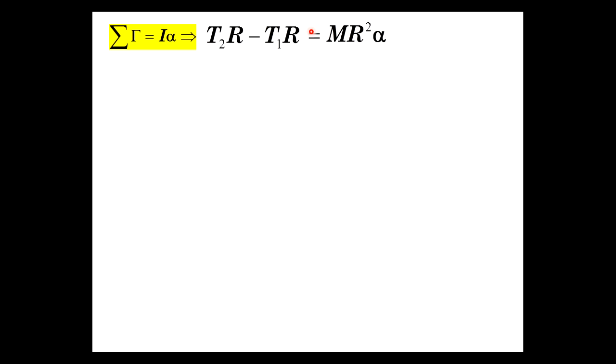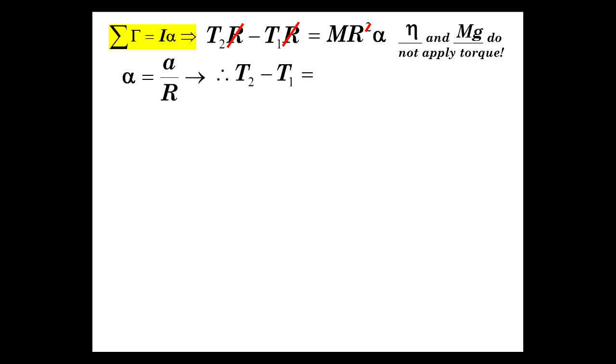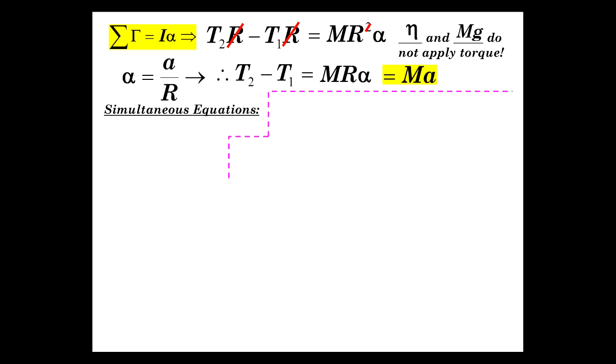I is MR squared. If you recall, that's the moment of inertia for a pulley in this case, with all the mass concentrated on the outer edge, connected by massless spokes. So one r goes away in this. Keep in mind that the normal and the mg don't apply any torque because the line of action is through the axis of rotation. So alpha is a over r, or a is equal to alpha r. So we have T2 minus T1 is M r alpha, but M r alpha is just MA.